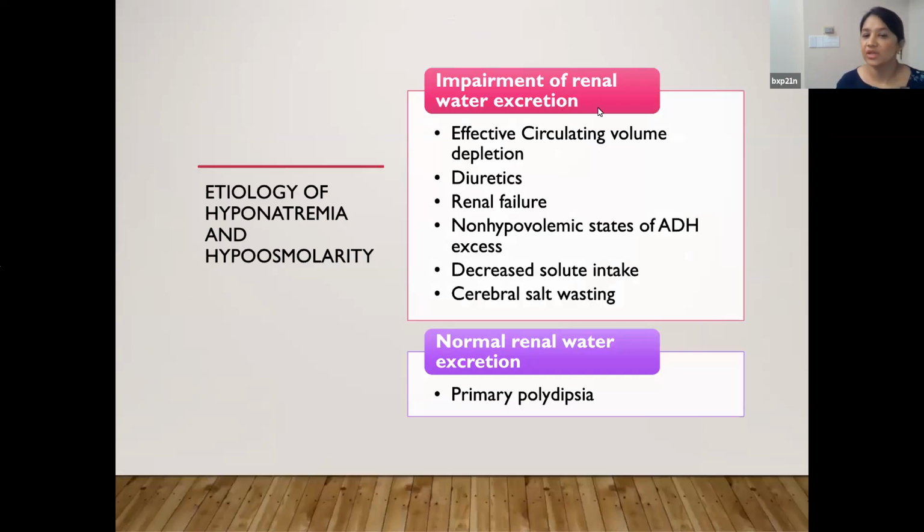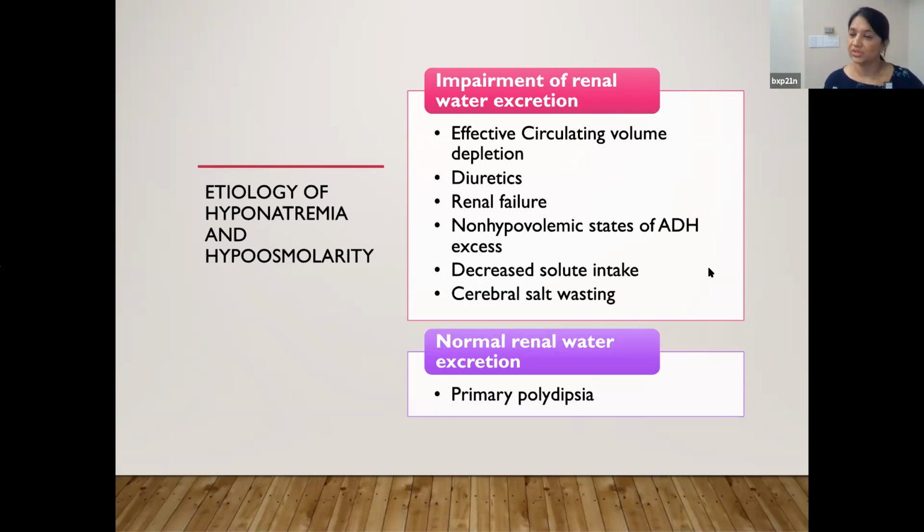So impairment of renal water excretion happens when you're using a diuretic, because you're knocking down the system which balances the sodium and chloride. At the same time, you're not excreting as much free water. And the same thing with dehydration: you have a lot of ADH, and as such you're not filtering as much, and then ADH will come in and conserve.